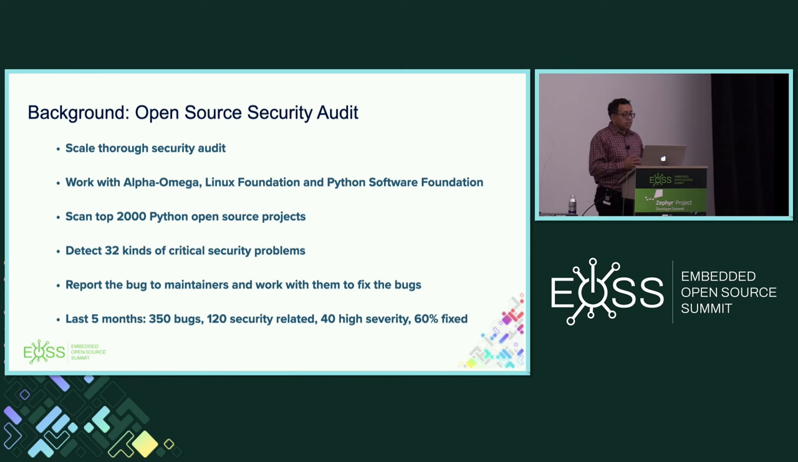And so in the last 5 months, we had about 350 bugs that we detected, 120 of them security related, 40 of them high severity. About 60% of the bugs that we reported already got fixed, accepted by the maintainers and got fixed. So what this has shown is that we can take the work and do that at scale, and do a whole lot of good. And so several CVEs, et cetera, have been assigned and are in the process of being assigned and so on. So that's the work that we were doing.